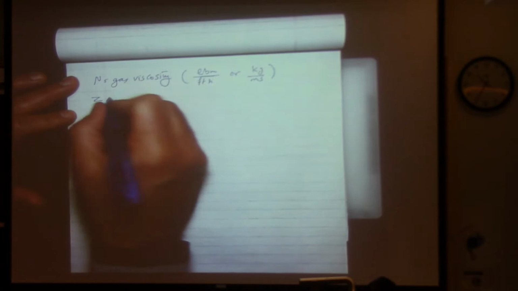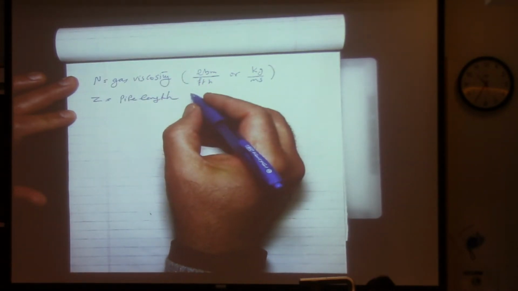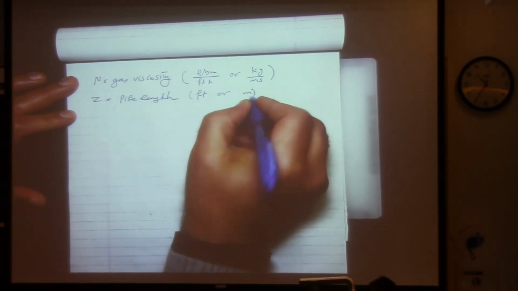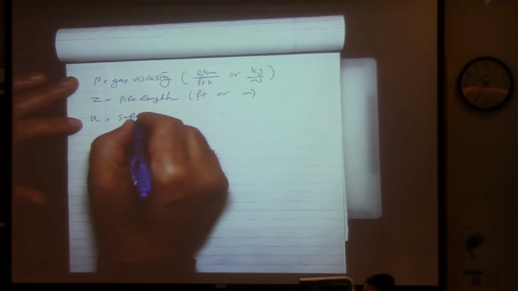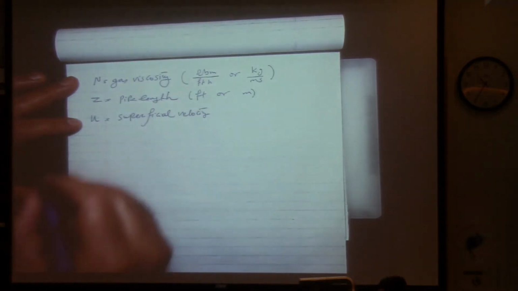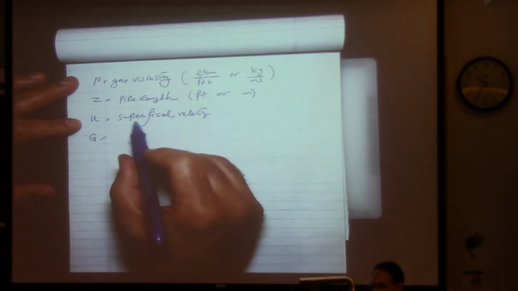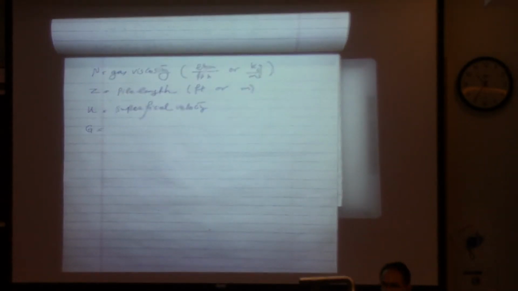Z is the pipe length. Pipe length obviously is in feet or meters. U is the superficial velocity. What is superficial velocity? Very good. Where is the superficial velocity in the formula? Is it U?